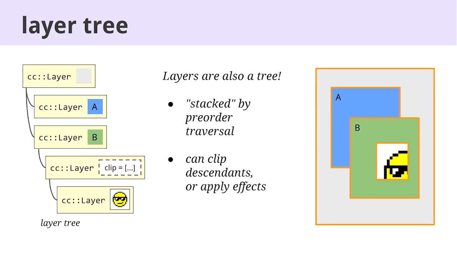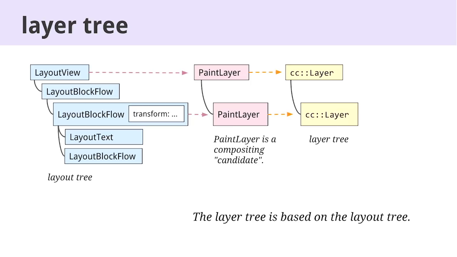Layers in compositing generally live in the CC namespace, which stands for Chromium Compositor, so that's why you see CC layer all over the place. And the layer tree is based on the layout tree indirectly. So for example, certain style properties will cause a layer to be created for a layout object. And if a layout object doesn't have a layer, it paints into the layer of the nearest ancestor that has one. So you can think of these layers as capturing subtrees of the DOM.